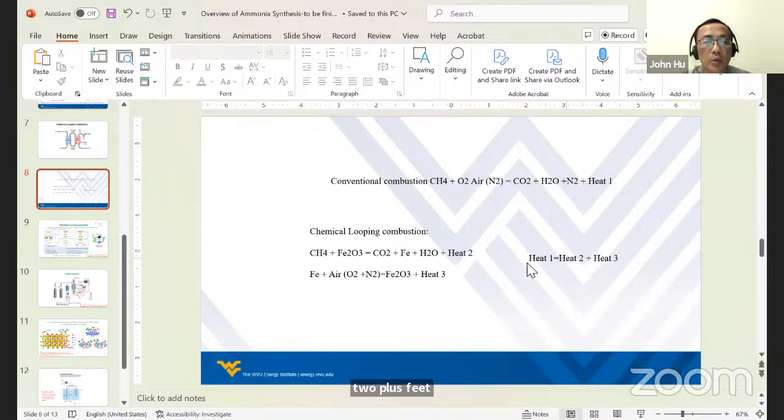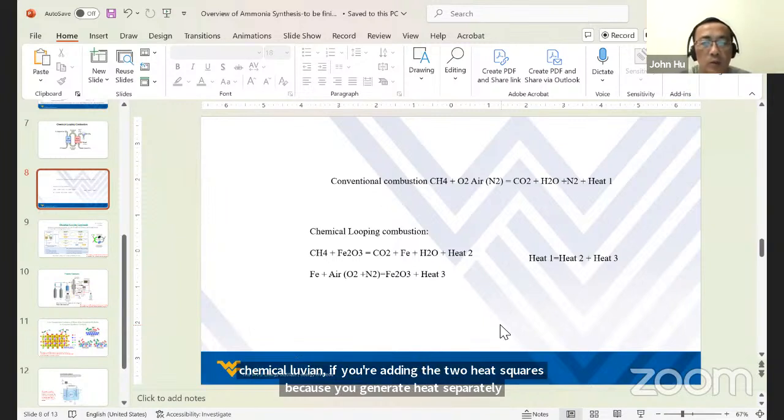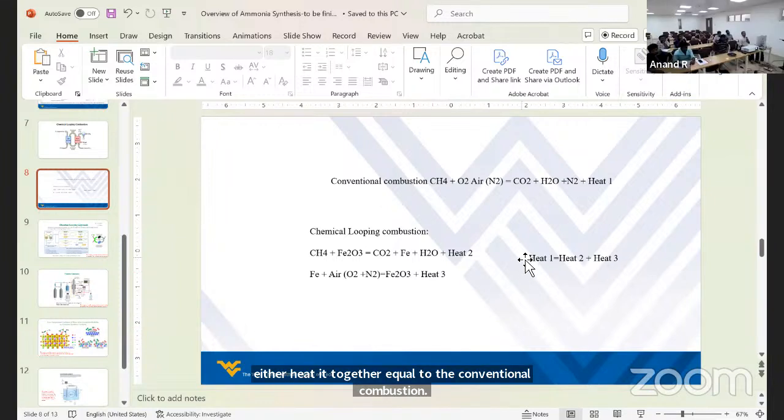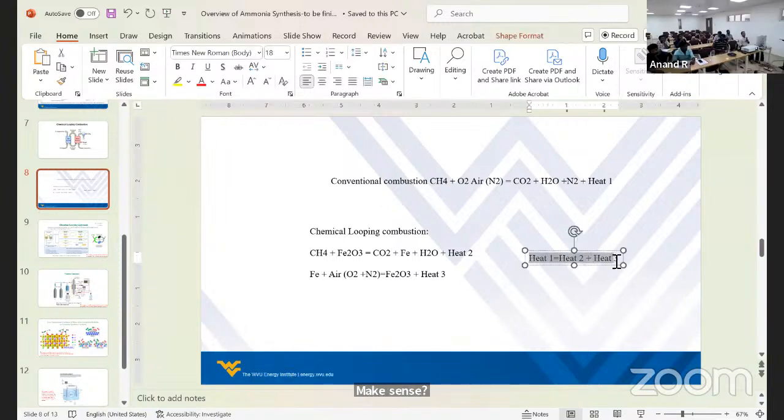You follow me? Heat 2 and 3 are chemical looping. It's the same. All the heat is coming from the methane combustion. So chemical looping, if you're adding the two heats, because you generate heat separately, you add the heat together equal to the conventional combustion. Make sense? Yeah, exactly. This is energy balance.